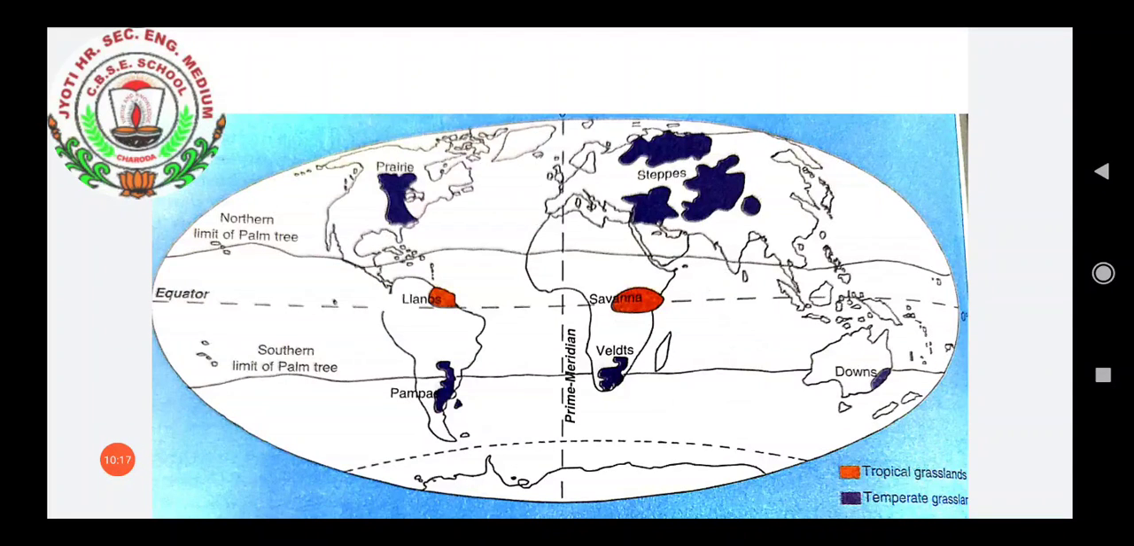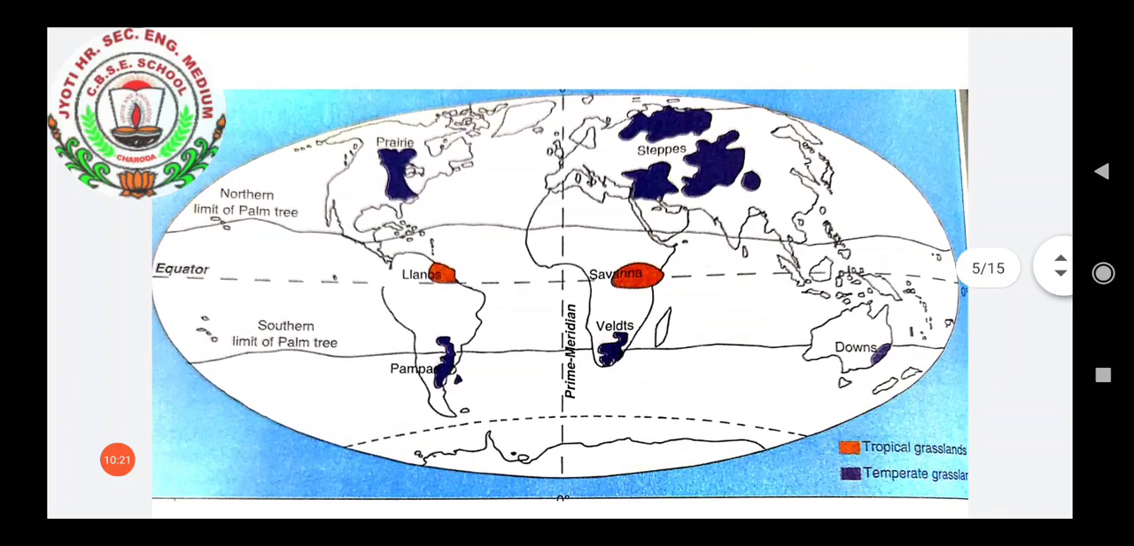See, this is the map of tropical and temperate grassland. Here the two colors are there, red and blue. Red color shows tropical grasslands and blue color shows temperate grasslands. So here you can see the tropical grassland is in llanos, savanna, and the temperate grassland is in prairie, steppes, velds, pampas, downs. Now we'll understand in detail.